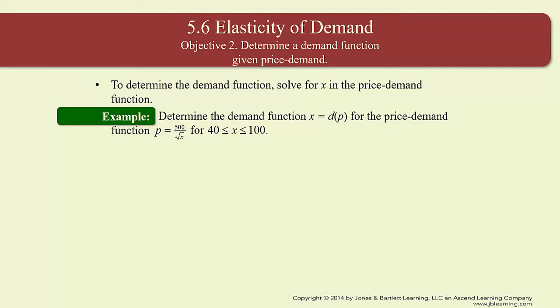So in this example, we're going to determine the demand function, X equals D of P, for the price demand function, P equals 500 over square root X, where 40 is less than or equal to X is less than or equal to 100. So please write this down. It's an important skill for the bigger picture here in section 5.6. And I'm going to head off to the chalkboard and work through this.